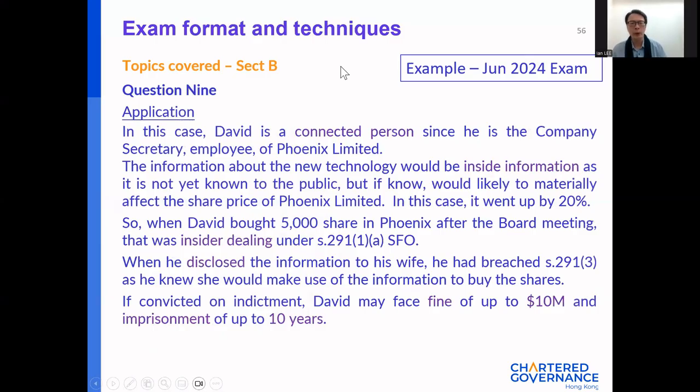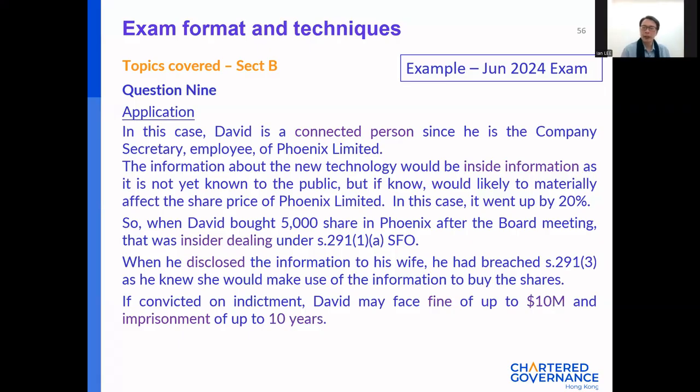Application. We now have all the relevant rules we can apply to our story to see what will happen to David. So in this case, David is a connected person. Why? Go back to the story, you can see he's the company secretary. So under the definition of connected person, if you're a director or employee of the company, you're connected. So here, David is an employee of Phoenix Limited, so he's a connected person.